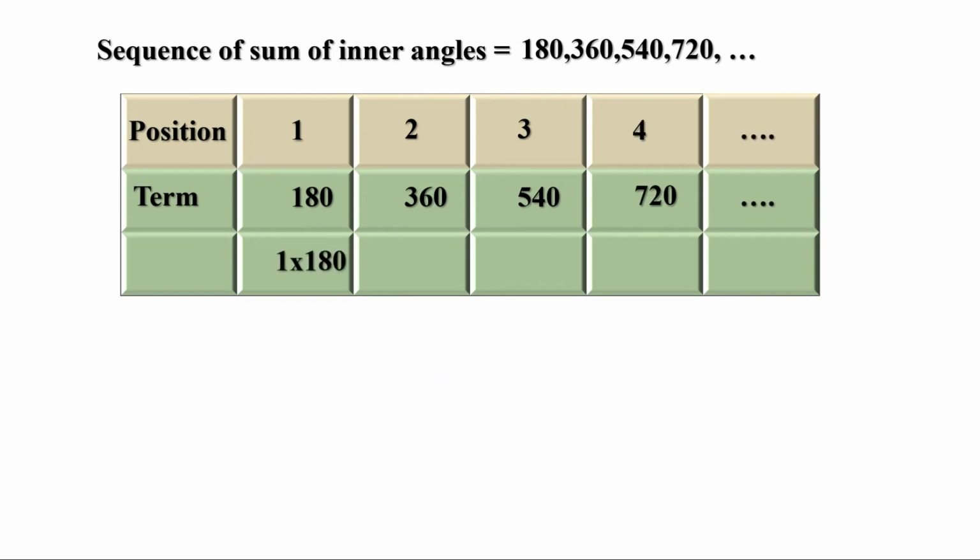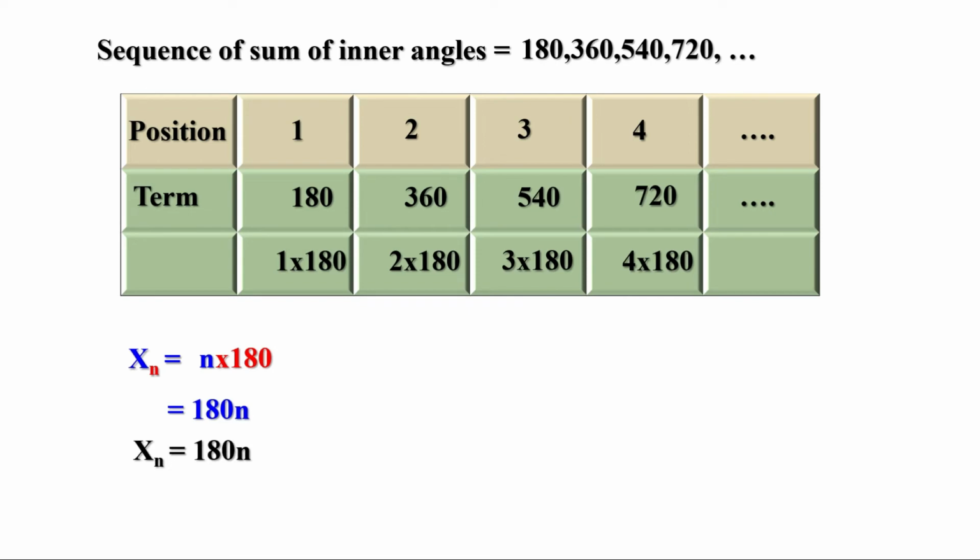180 is 1 into 180, 360 is 2 into 180, 540 is 3 into 180, 720 is 4 into 180, and so on. Now look at each of them. Into 180 is common. So in the nth term also, the last part is into 180. What about the first part? When the position is 1, first part is 1. When it is 2, first part is 2. When it is 3, first part is 3. And therefore, when the position is n, the first part is n. So n into 180 or 180n is the algebraic expression of this sequence.